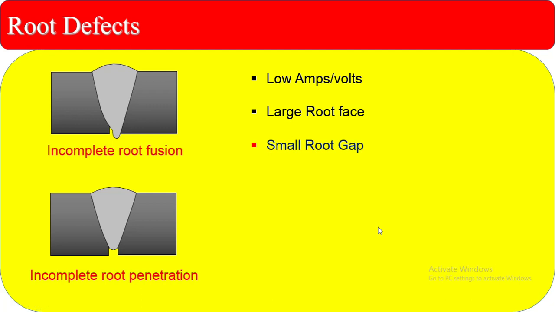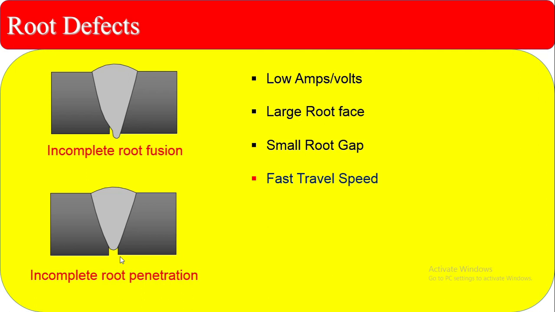Small root gap: if the root gap is very small, that area is also very difficult. So how will it be melted properly on both the left hand side and right hand side of the parent metal? When you are welding the root, the WPS mentions the correct welding parameters, and the root is very important in welding. If the root is bad, then the full welding will be waste. So root is very important.